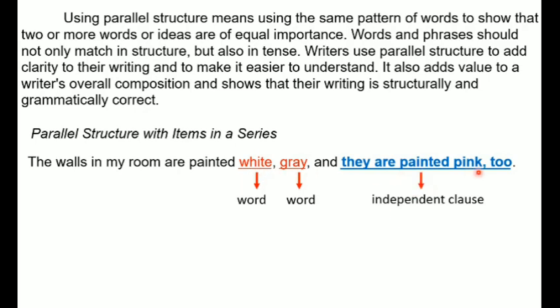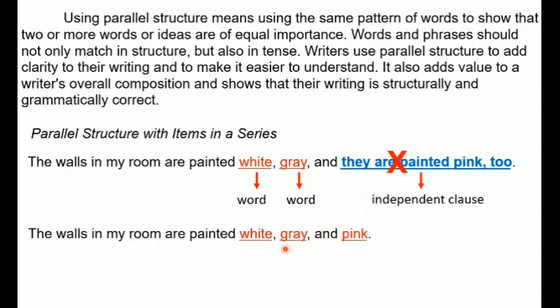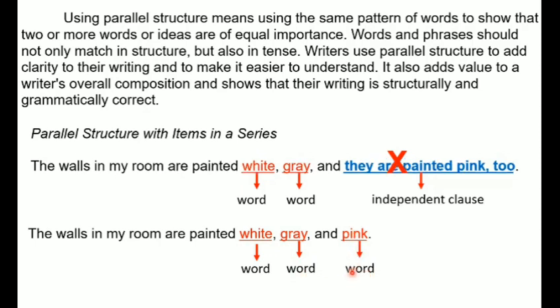So this is wrong, because the first element is a word, another is a word, but the third element is an independent clause, which is wrong. It is not balanced. Alright. To make it balanced, it should be like this. The first element is a word, the second element is also a word, and the third element is also a word. So this is now correct. Okay.